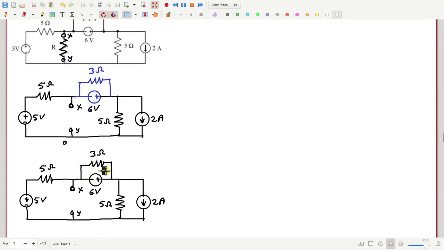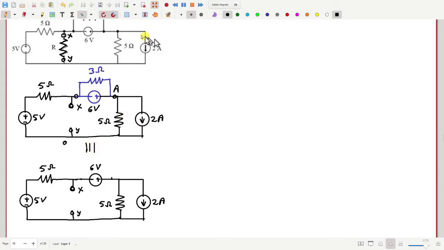Can I say that this is equivalent to only a 2 ampere constant current source, this 6 volt source and nothing else? Okay, because how much is the resistance between X and A? That is 0, right? So essentially this is equivalent to this.